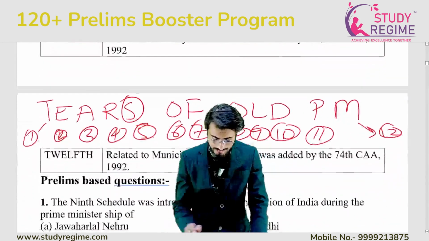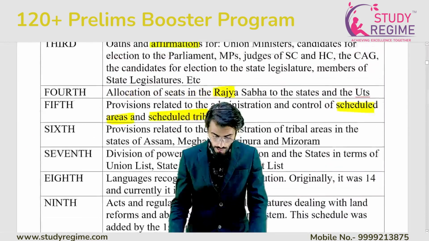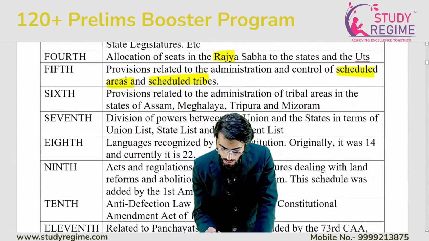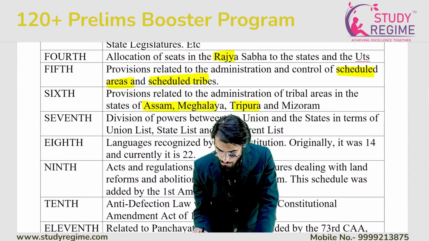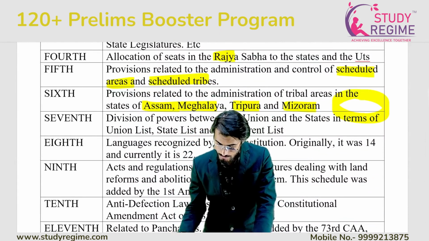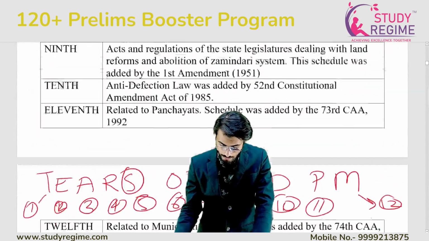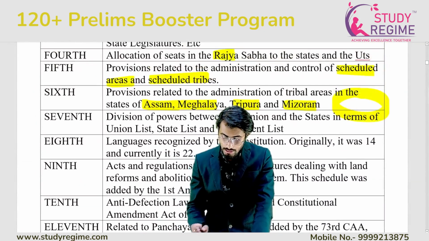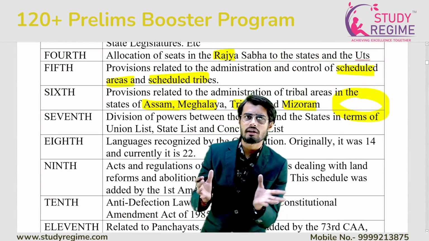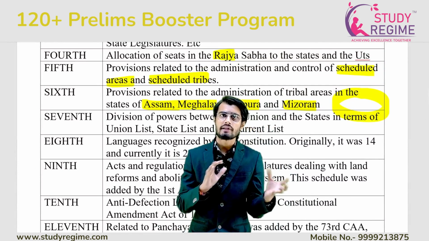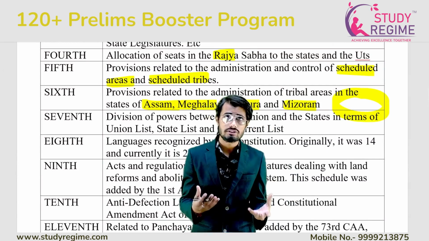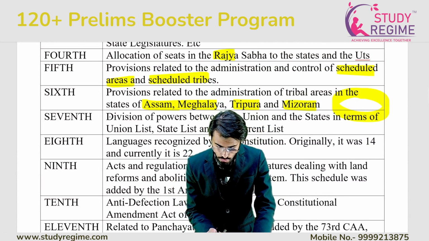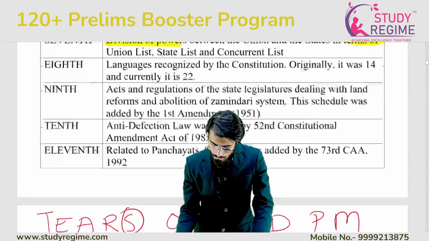Then we have the sixth letter, that is O, and O stands for other. You have to remember Assam, Meghalaya, Tripura and Mizoram as other states of O. Then we have F for the 7th schedule, and here we talk about the federal. F for federal, so we talk about state and center, and also the lists that we have, that is concurrent, state and union. So it's about division of power.